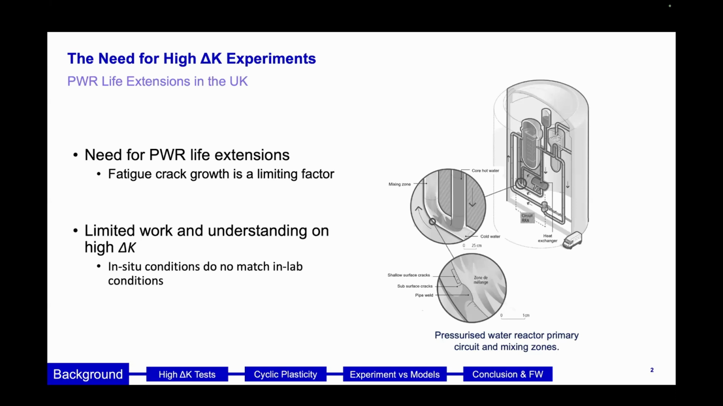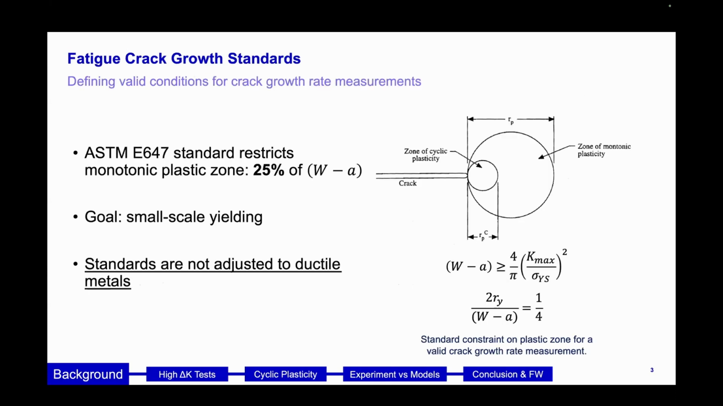And a major limiting factor on the lifetime of components in the primary cooling circuit is fatigue crack growth. However, the thermal fatigue in this region leads to very high delta K factors on cracks that may appear, and the components there are also very thick. And so we need to develop a better understanding of these conditions if we are to give out safe life extensions. However, these conditions don't necessarily match the specimens and the conditions that we have in lab tests.